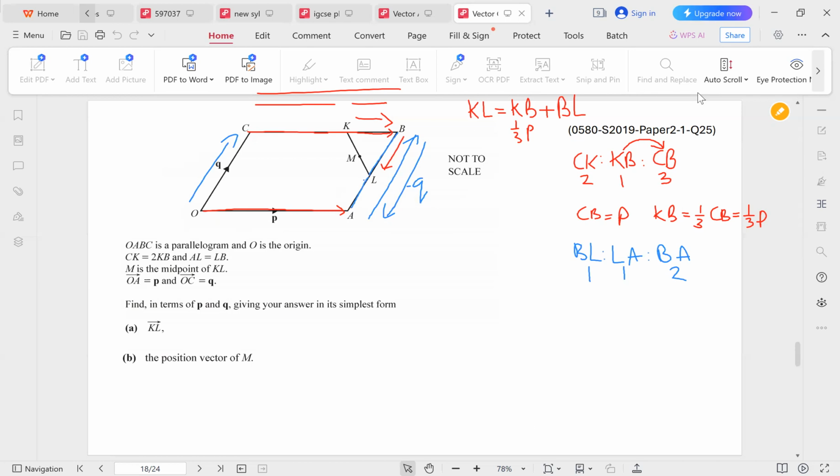Now, we are interested in BL, so we're going to link BL to BA. And we're going to say that BL is equal to half times BA. And we said that BA is negative Q. So this would be half times negative Q, or just negative half Q. So now that we have BL, we can put it into the equation. And that wraps up our answer for question A. So we can write down KL as 1 over 3P minus half times Q.